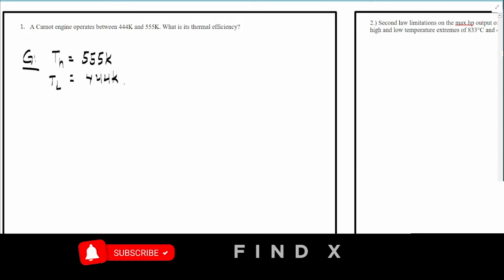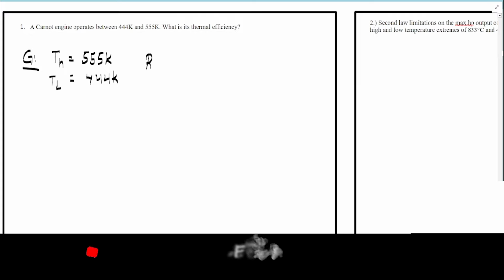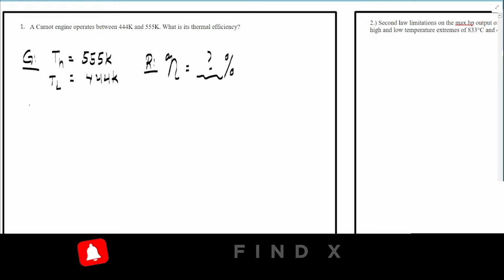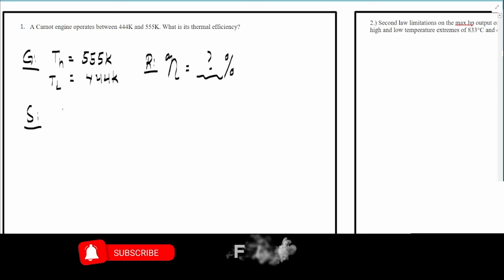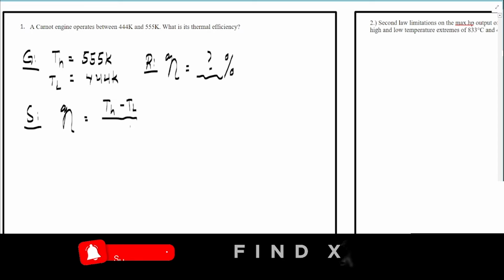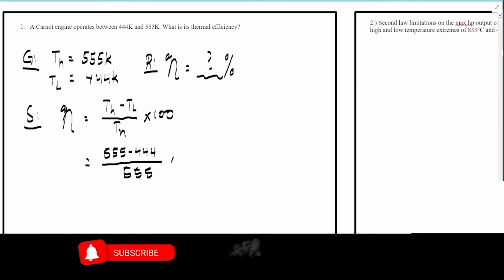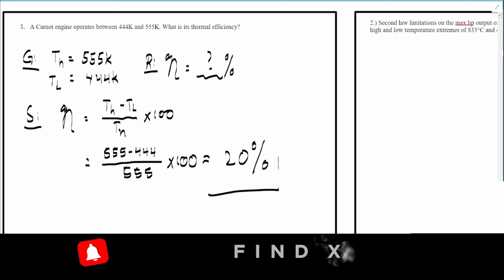Okay, so what is its thermal efficiency? So we are required to find efficiency. Okay, so this should be in percentage. So for the solution, you can just use the formula. Efficiency is just equal to TH minus TL all over TH, of course, times 100 to make it in percentage. So 555 minus 444 all over 555 times 100. And you should be getting here using your calculator exactly 20%. Let's have the next one.